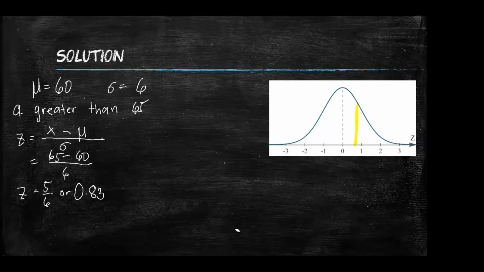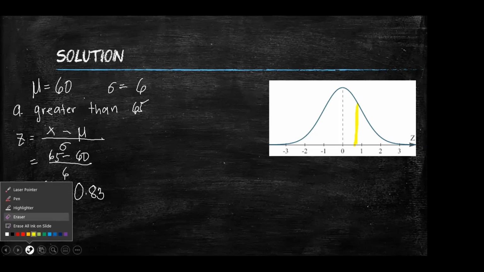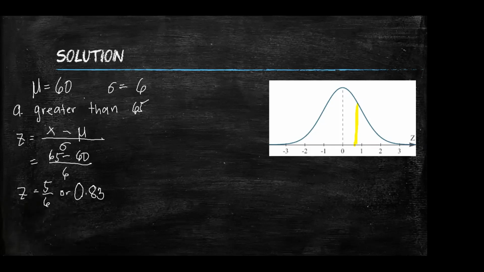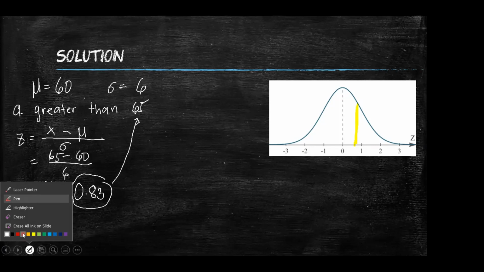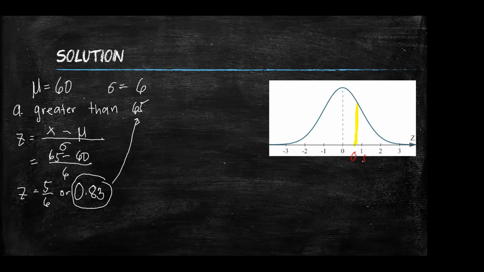Diyan yung 0.83. Ngayon class, question. Ito kasi yung 0.83, yung z-score ng ilan? Ng 65. Tandaan nyo ha, yung nakuha nating z-score, yung 0.83, yan yung z-score ng 65. So, kung dito yung 0.83, ang katumbas niya sa raw score ay 65. Ngayon, class, ang sabi is greater than 65, di ba?